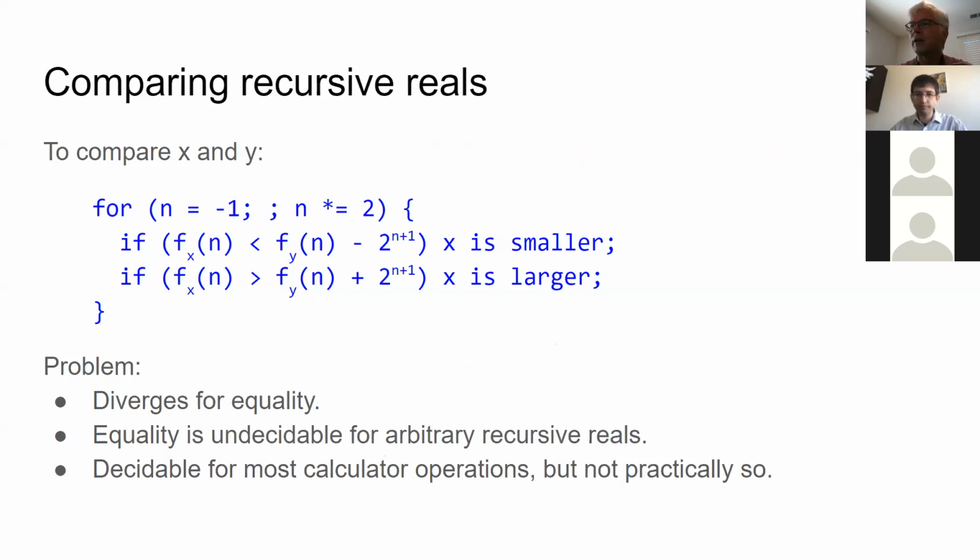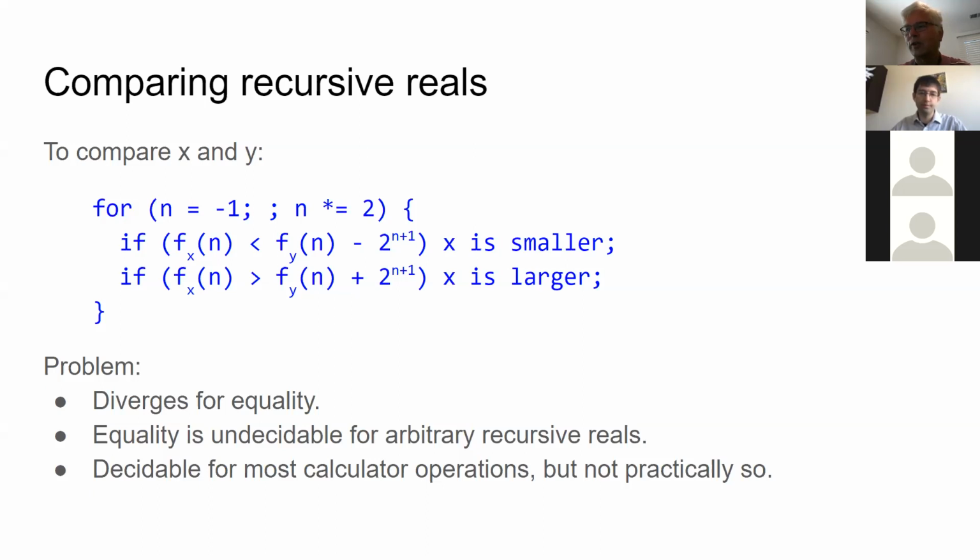The rub here is that if you try to compare these, there's an obvious way to do it. Given two numbers, you evaluate both to increasing precisions until you can definitely determine that they're different, and you can tell which one is bigger. If they're not equal, that works fine. The problem is this process diverges for equality. And in fact, it's fairly easy to show that for general recursive reals, equality is undecidable.